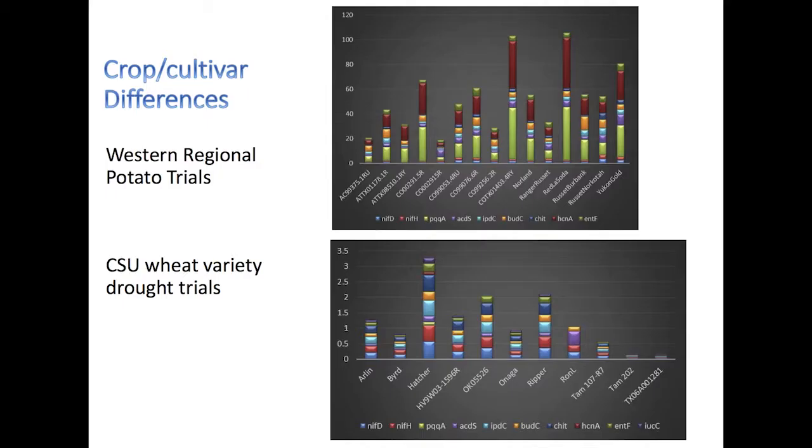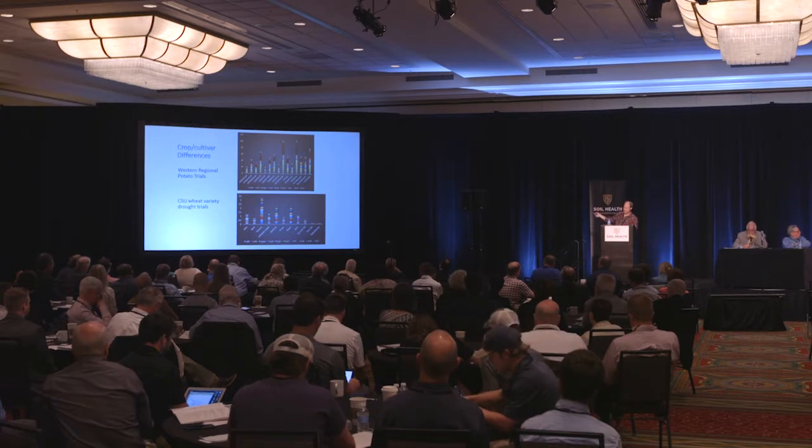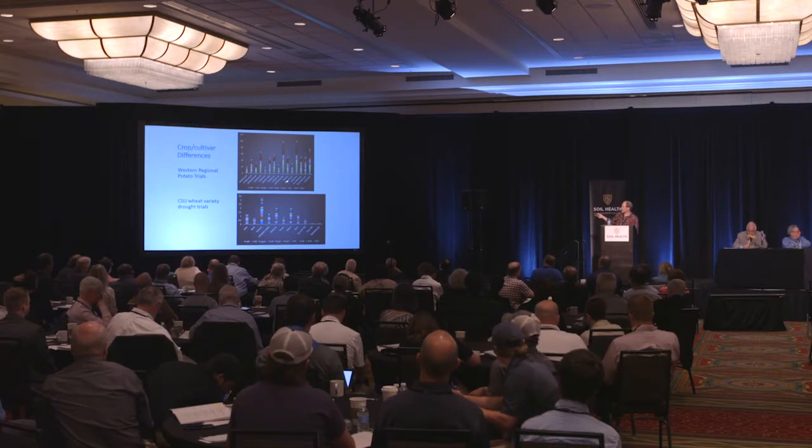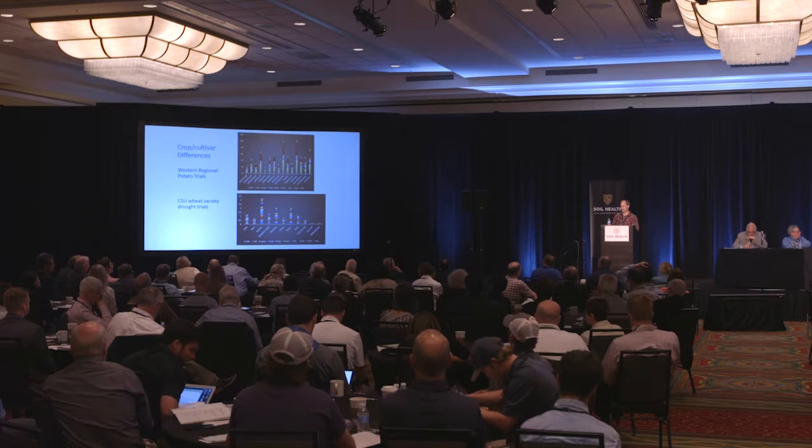A couple of examples where we've used this index, just to show you differences influenced by plant cultivar. In the top figure, these are all different potato varieties being grown in a common garden, part of the Western regional trials in California, Colorado, and Texas. You can see each cultivar has a different abundance of these genes. I'm not going to go through the different genes, but there are differences.